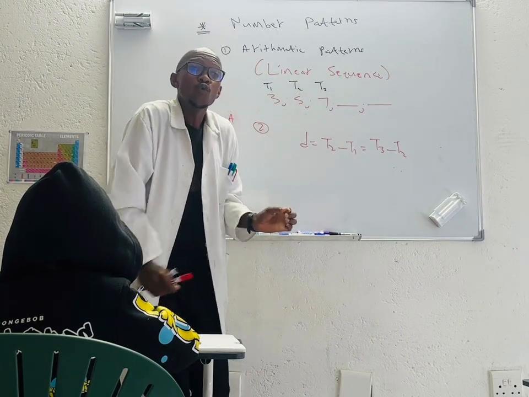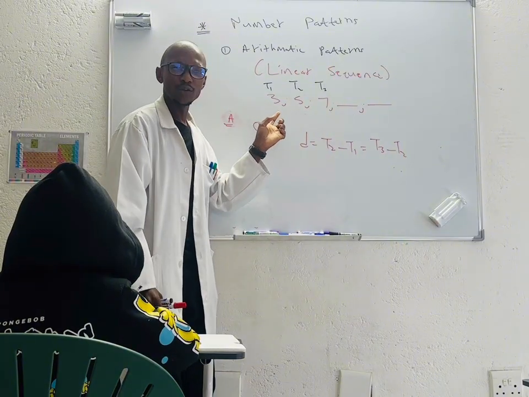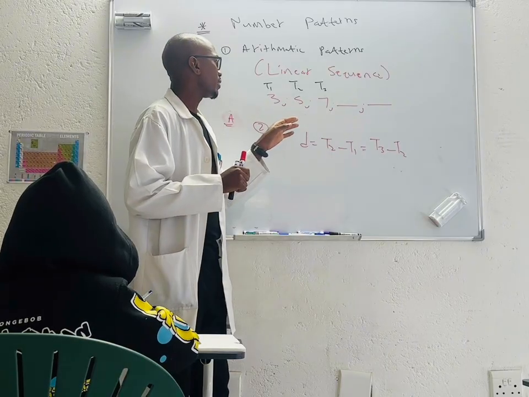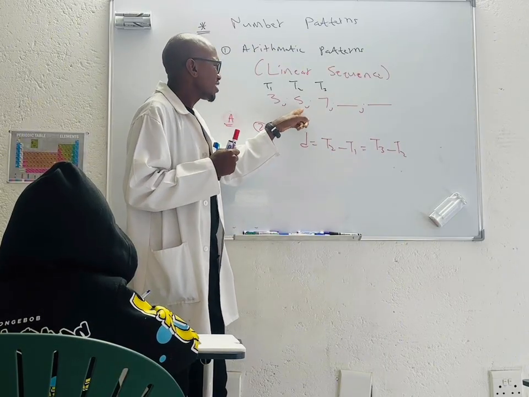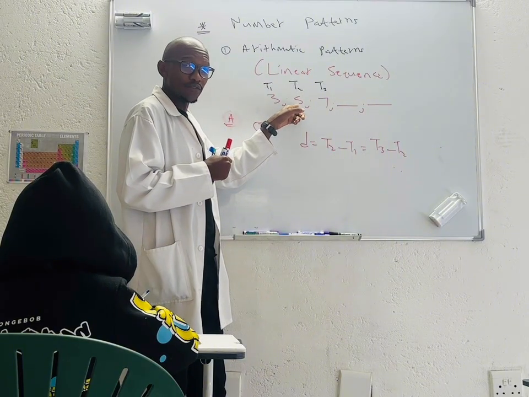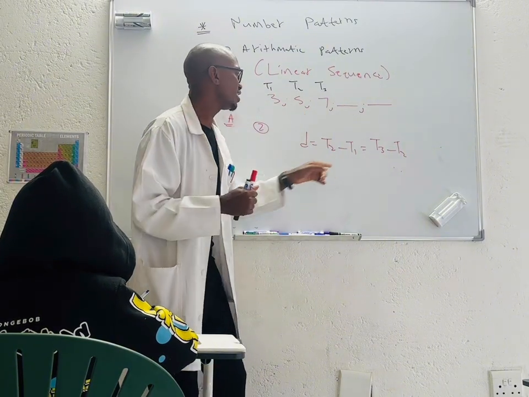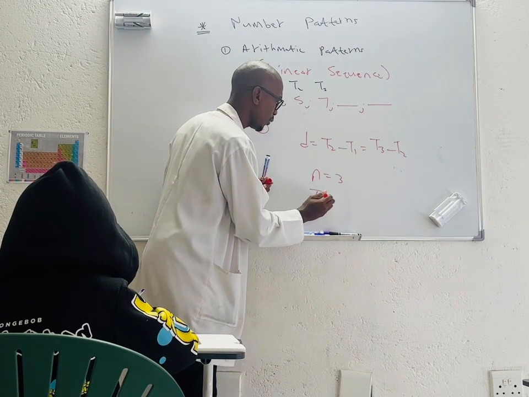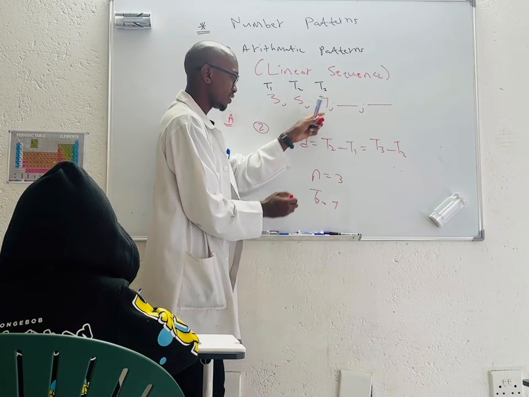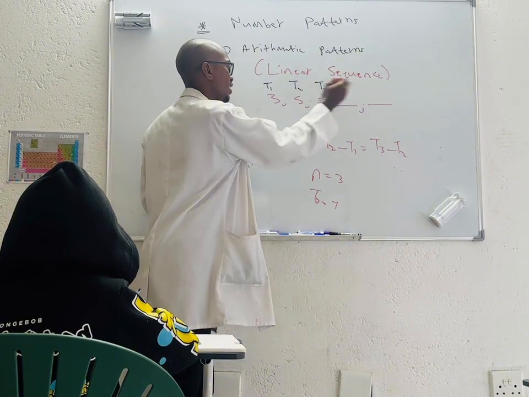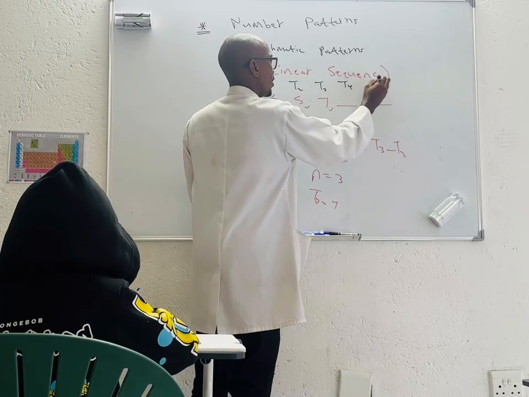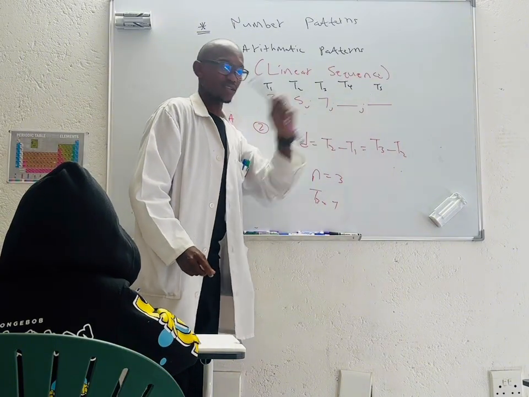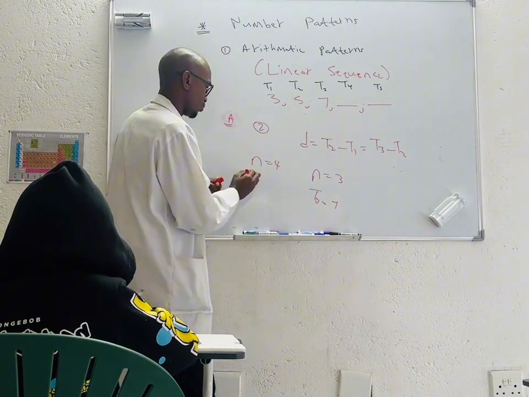If they ask you what is the value of term 1, 3 is the value of term 1. What is the value of term number 2? The value is 5. When n equals 3, the value of term number 3 is 7. Then n equals 4 and n equals 5 are term number 4 and term number 5. We need to find the values of term number 4 and term number 5, so we don't know those yet.